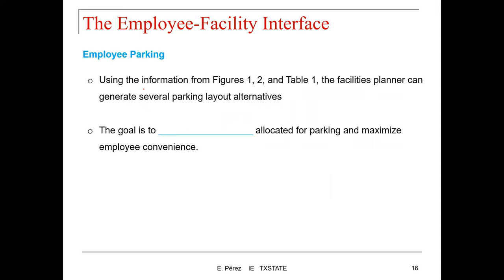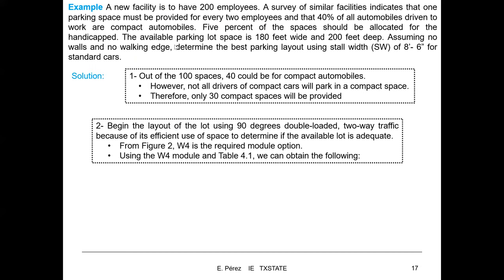So using the information from figures 1, 2, and table 1, the facilities planner can generate several parking layout alternatives. The goal is to optimize the space allocated for parking and maximize the employee convenience. So here I have an example that we are going to discuss as part of this lecture. In the example, a new facility is to have 200 employees. A survey of similar facilities indicates that one parking space must be provided for every two employees, and that 40% of all cars driven to work are compact cars. 5% of the spaces should be allocated for handicap. The available parking lot space is 180 feet wide and 200 feet deep. Assuming no walls and no walking edge, determine the best parking layout using a stall width of 8 feet and 6 inches for standard cars.